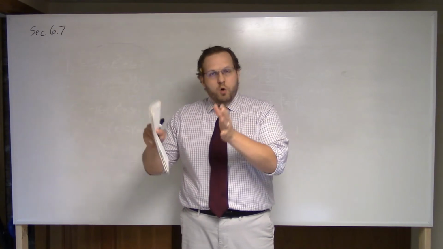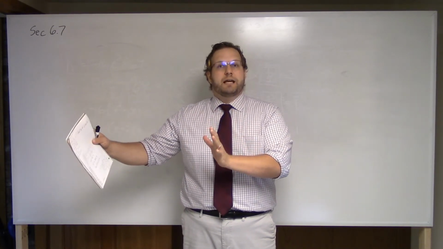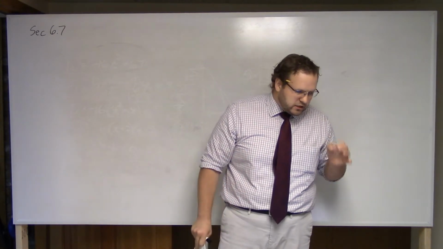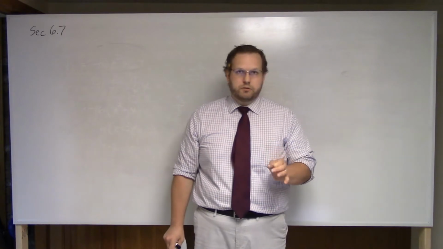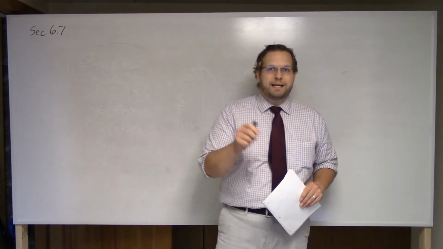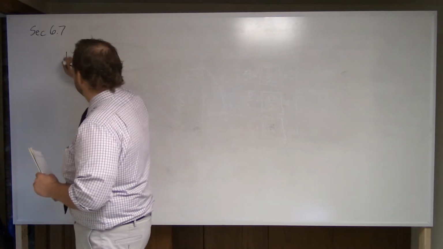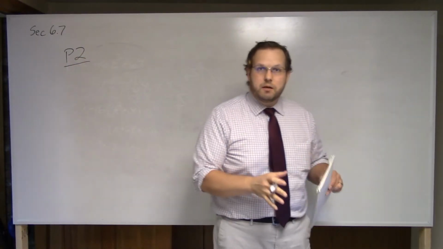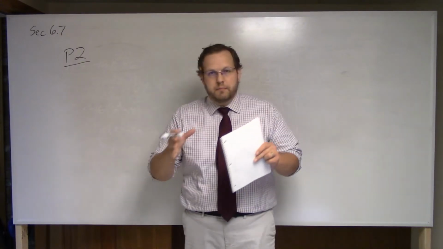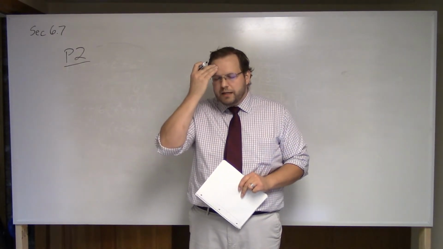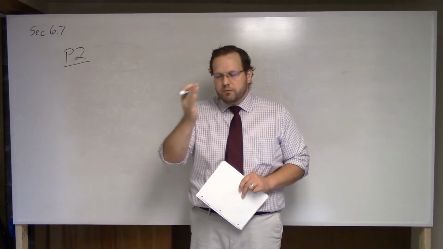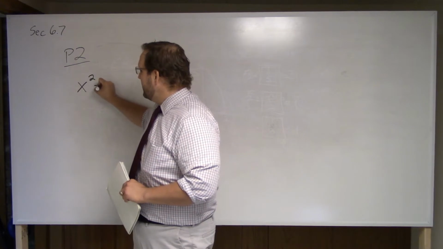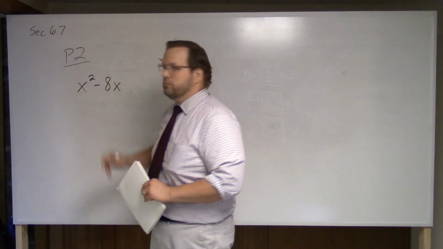Always go up to the equal sign, translate that first half, then go to the other side and translate the other half. So again, it says the square of a number minus 8 times the number is equal to. Practice 2. Square of a number minus 8 times the number. Start to think about it and picture it in your head. Square of a number minus 8 times the number.